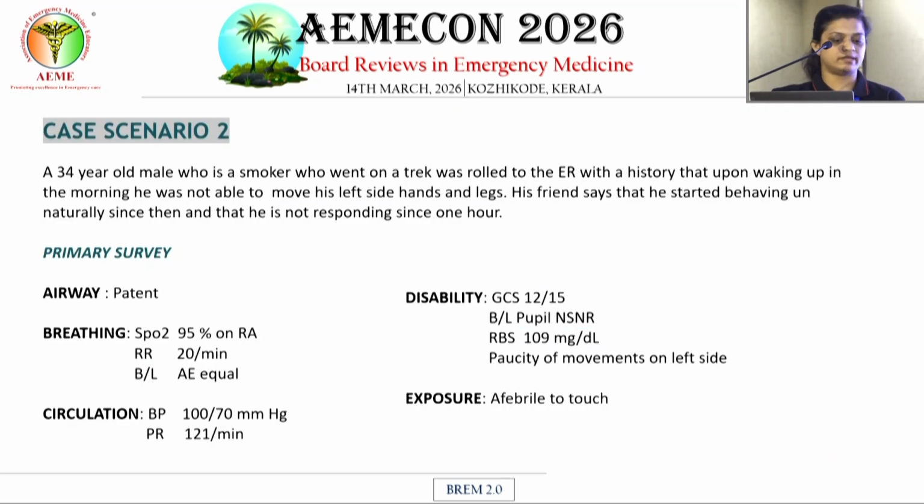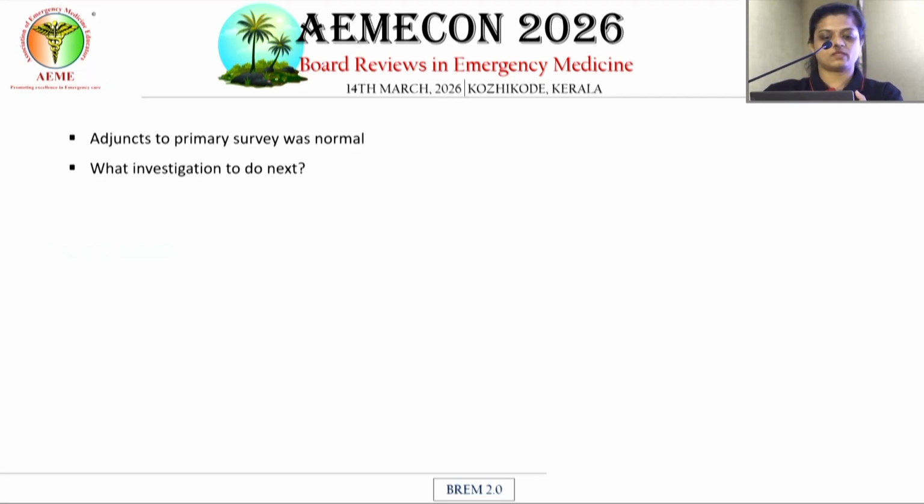So another case scenario, a 34-year-old male who is a smoker, who went on a trek, was rolled into the ER with a history that upon waking up in the morning, he is not able to move his hand and leg. His friend said that he was behaving very unnaturally since then, and he has not been responding to us for 1 hour. So this is the primary survey. It looks normal except for the fact that the patient has a GCS of 12 out of 15, and he has positive movements on the left side. So adjuncts were done to the primary survey, ABG, ECG, everything was normal. So what investigation do you do next?